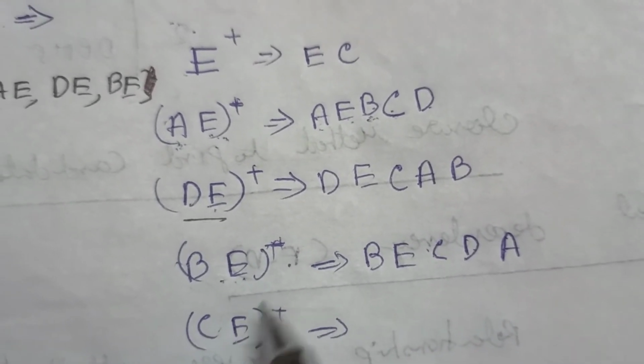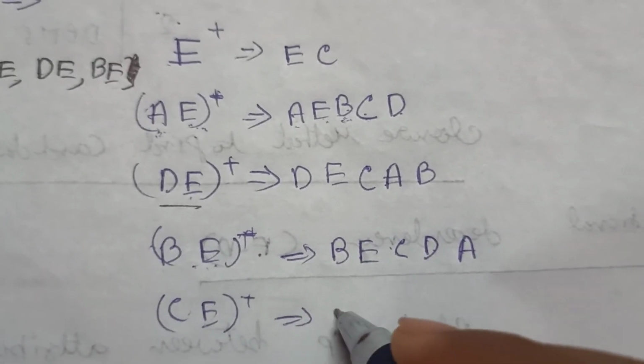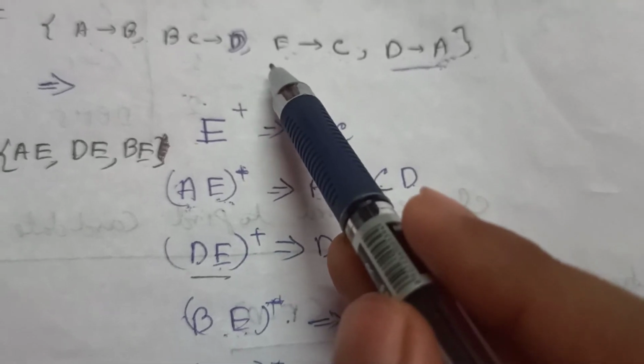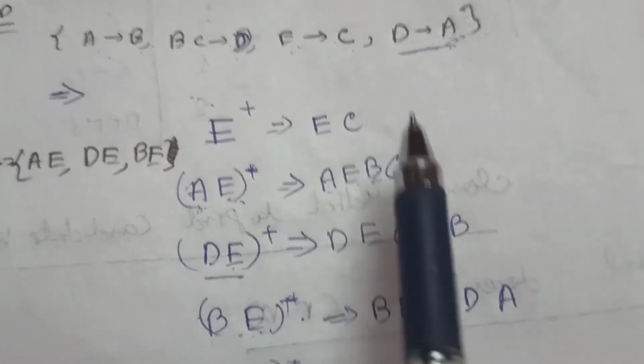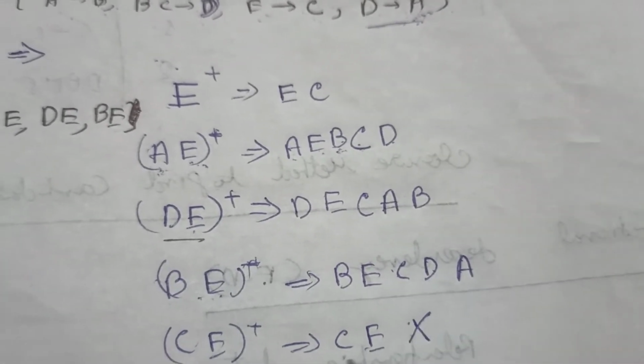Oh sorry, we are checking for one more. Now we have C and E, so let's check its closure. C can determine C, E can determine E, and there are no more attributes which can be determined by this closure. Okay, so this CE is not a candidate key.